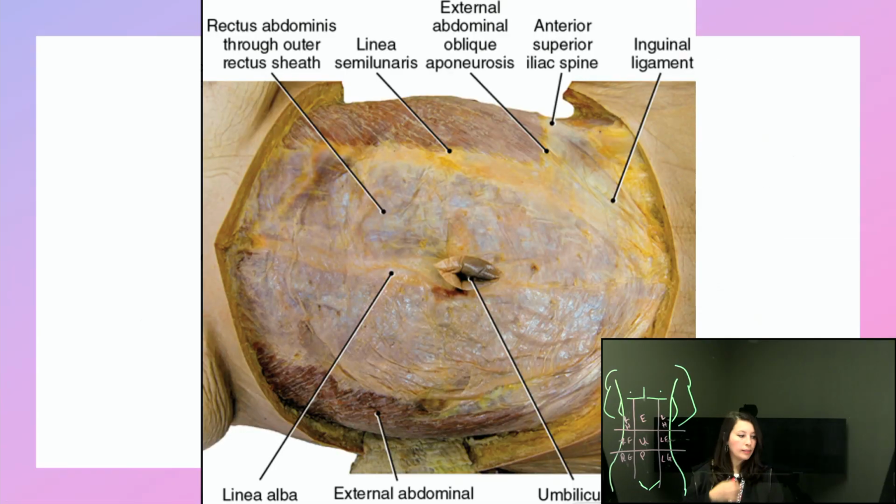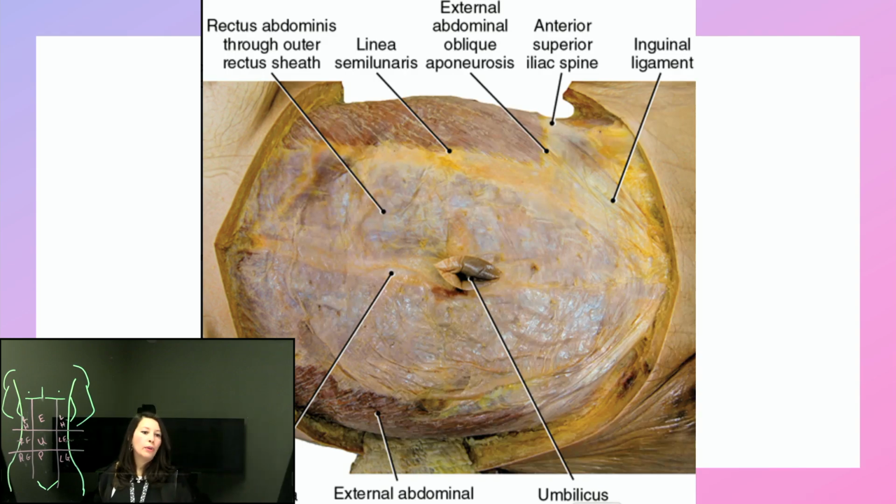And here we can see on this picture some of these muscles that we have mentioned. You can see the linea alba more medially over here. And then you can see this other line that we call the linea semilunaris.